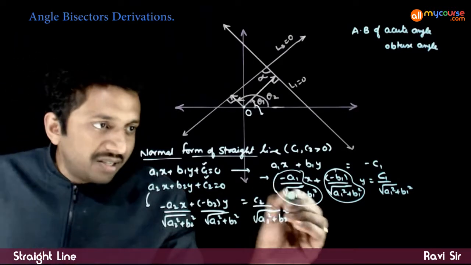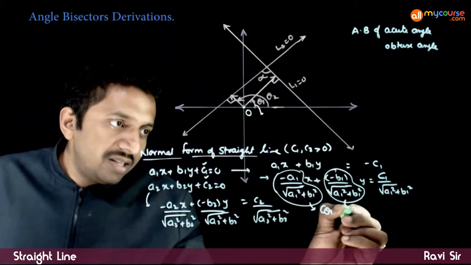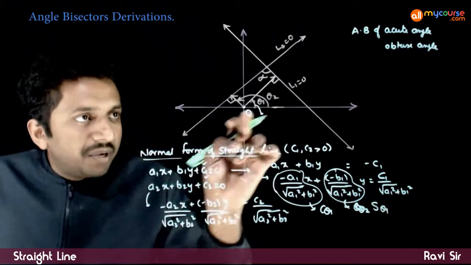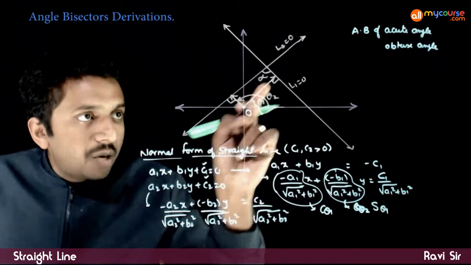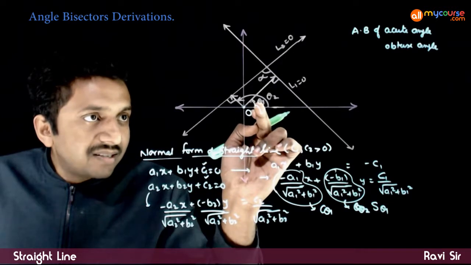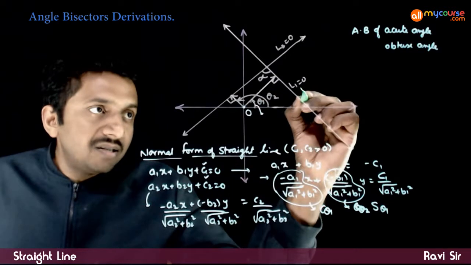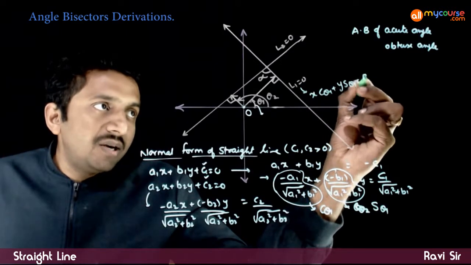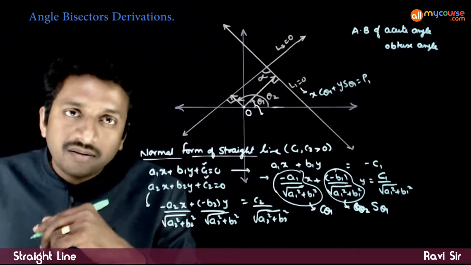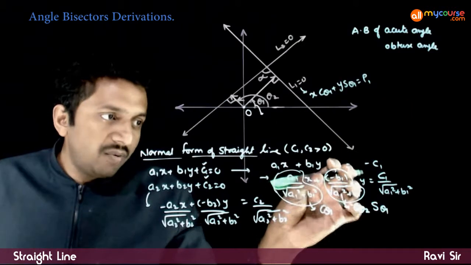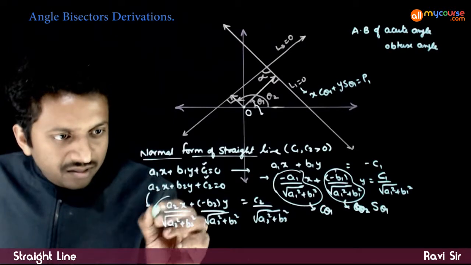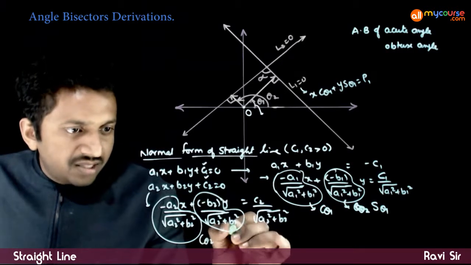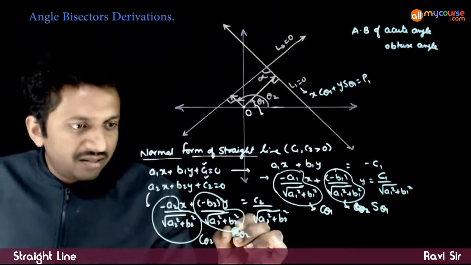So on comparison, this will be my cos theta 1, this will be my cos theta 2, sin theta 1. Because we have supposed that the normal from origin makes angle theta 1 with x-axis. So the equation should look like x cos theta 1 plus y sin theta 1 is equal to the perpendicular distance 1. So x coefficient is nothing but cos theta 1, y coefficient is nothing but sin theta 1. So here x coefficient is nothing but cos theta 2, y coefficient is nothing but sin theta 2.